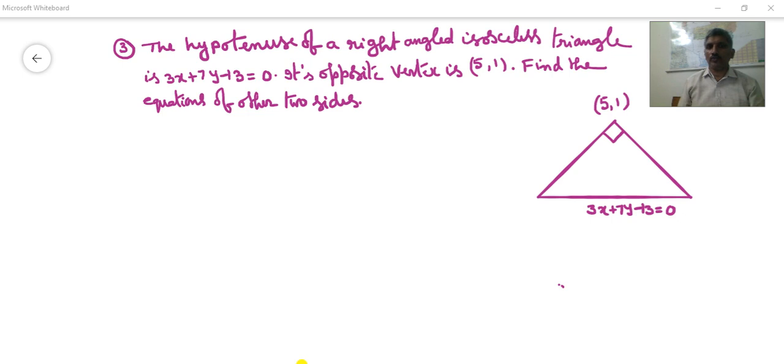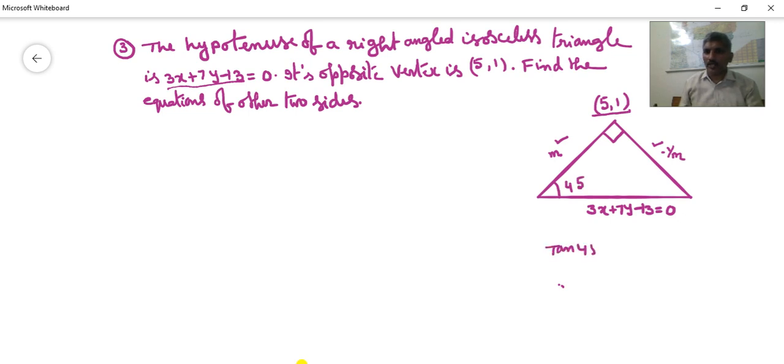So this is the question given. The hypotenuse of a right angled isosceles triangle is 3x plus 7y minus 13 is equal to 0. Its opposite vertex is given as 5 comma 1. He is asking to find the equations of these two sides. For finding the equations of these two sides, we require the slope. If this line slope is m, no doubt this line slope is minus 1 by m, because it is a right angled isosceles triangle. That's why this angle must be 45 degrees, or not.